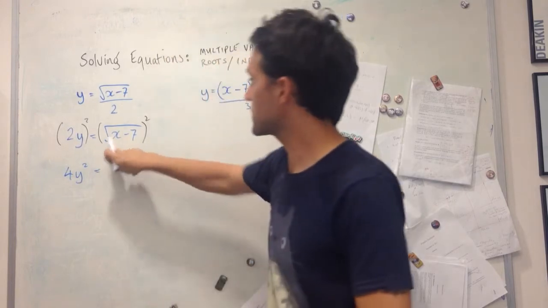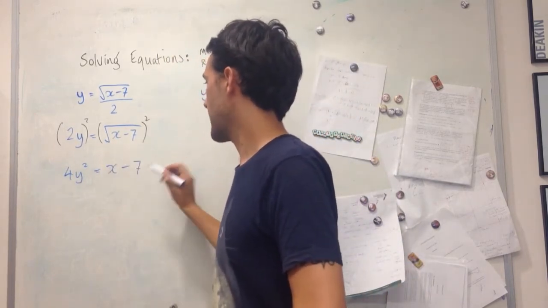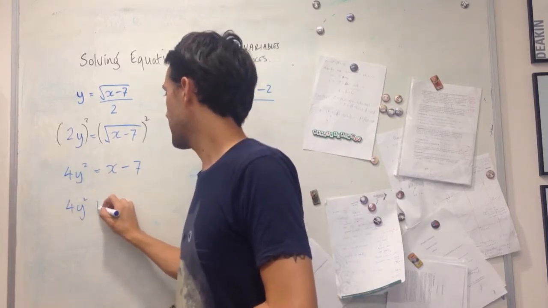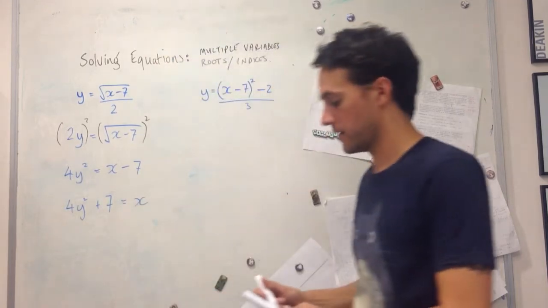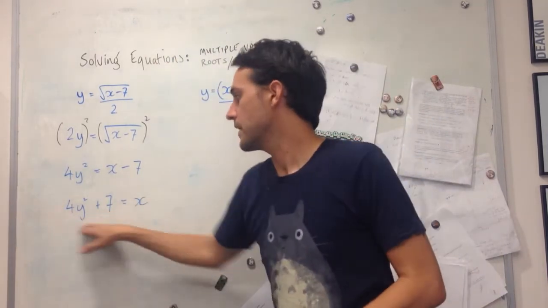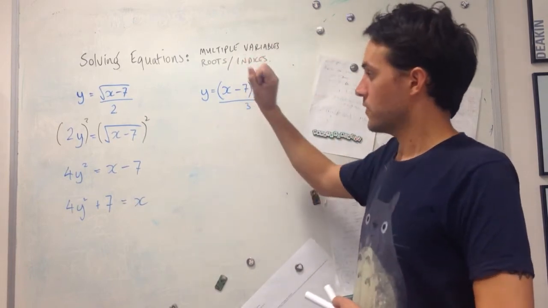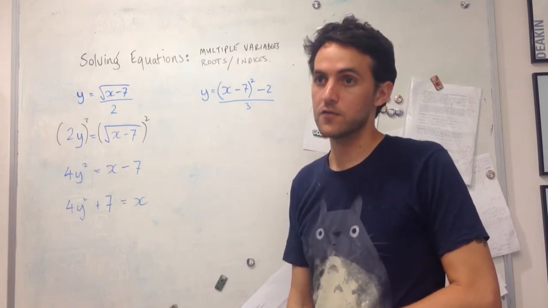And here the square root and the squared cancel out. We just get x minus 7. As the last step, I can add 7 to both sides. And now I have an equation of x in terms of y. So I've got x equals 4y squared plus 7. Now, when we're going from this direction, I have to be a little bit more careful.